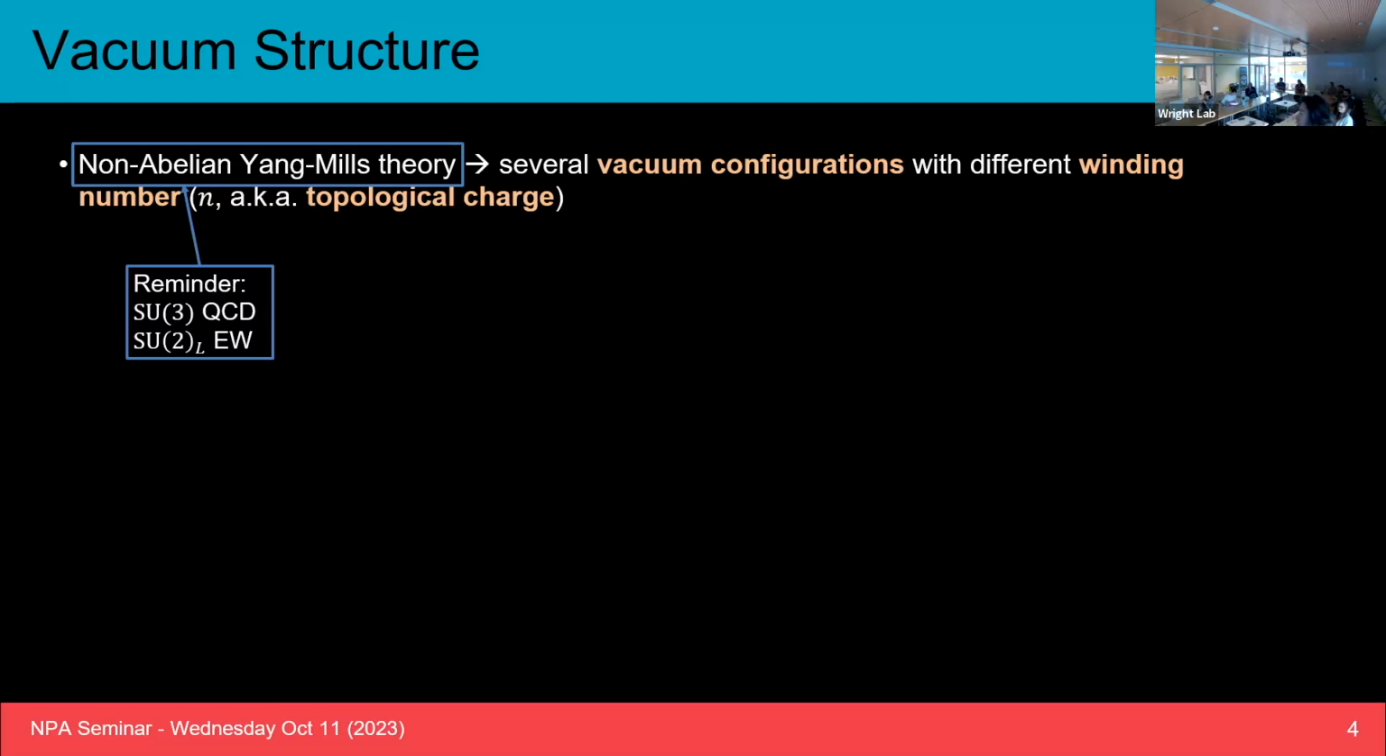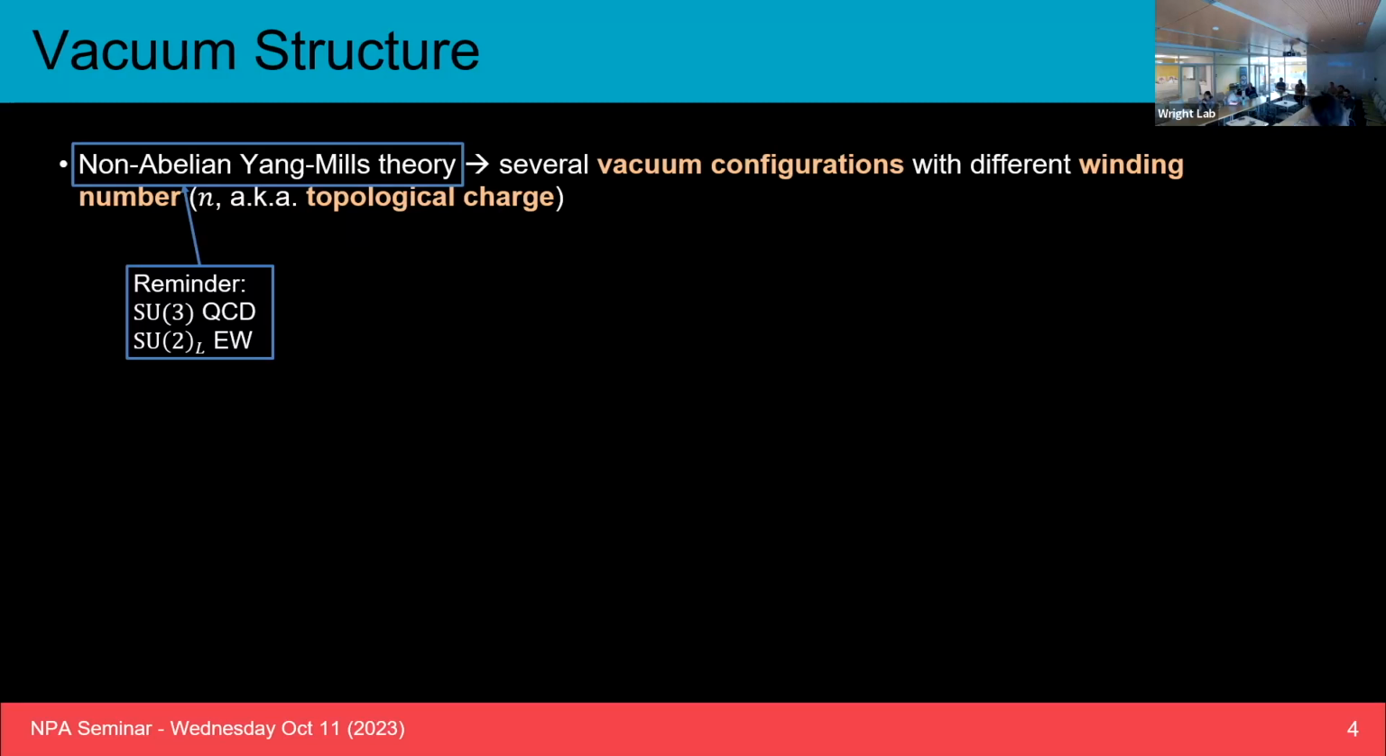Basically, you start with a non-abelian theory, which here is SU(3) for QCD and also SU(2) electroweak. From this theory, you can get vacuum configurations with different winding numbers. Each ground state differs from the others; they are called topologically different, which means you cannot make a smooth transition from one ground state to another without leaving the ground state. This is what is meant by topology.